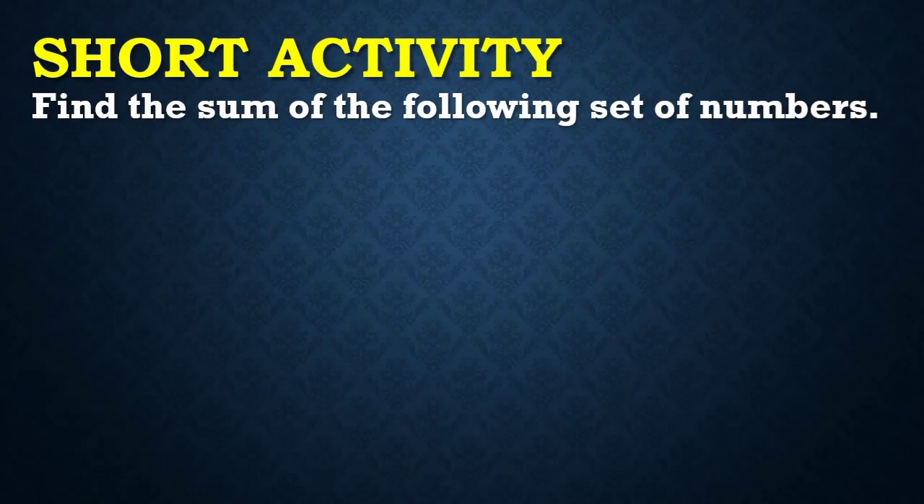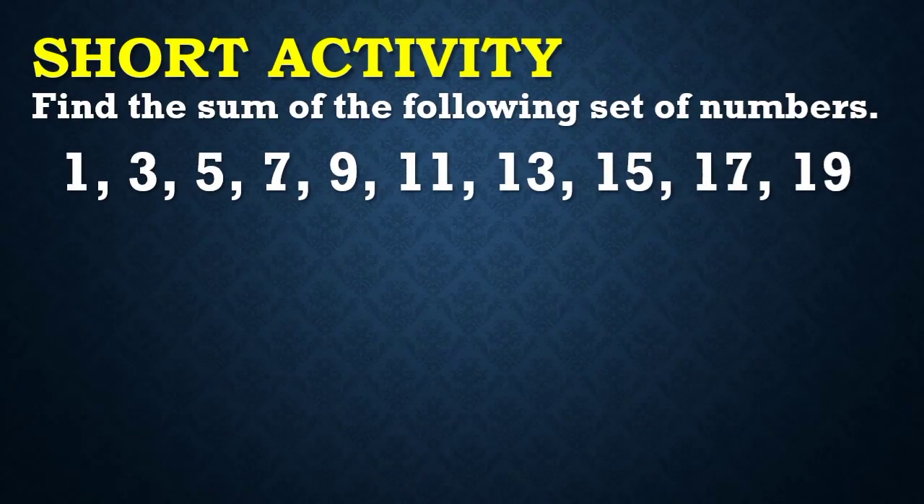Find the sum of the following set of numbers. Number 4: 1, 3, 5, 7, 9, 11, 13, 15, 17, 19. As you can see, nakalista dyan yung mga first 10 odd numbers. Paano natin yun ika-calculate? Ang pinaka-technique natin dyan na lagi kong tinuturo sa aking mga contestants sa MTAP is yung formula na n squared. Sir, ano po ba yung n squared? Ano yung n po doon?